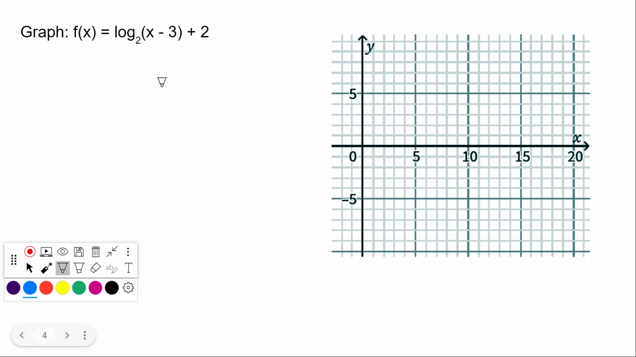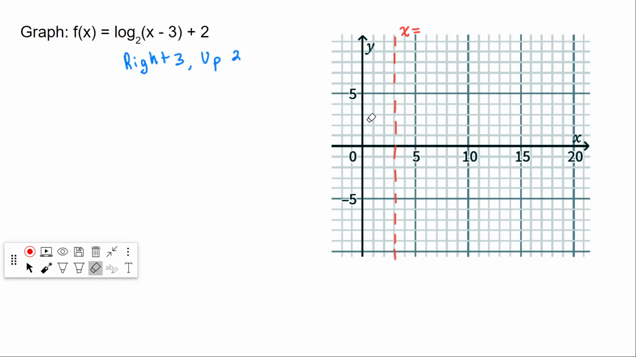So now what's it going to look like when I combine them? Think of it just like you did with the quadratics. This is going to be right 3 and up 2. So I'm going to start with that vertical asymptote, right 3. So that has the equation x equals 3. I keep stressing that because you will come across some problems that ask, what is the equation of the vertical asymptote? And then I write the wrong number. It's x equals 3.